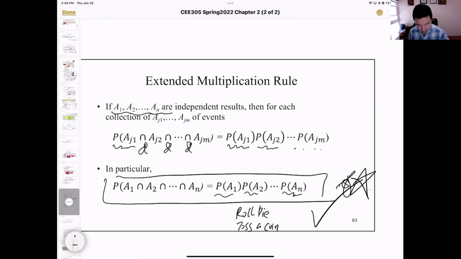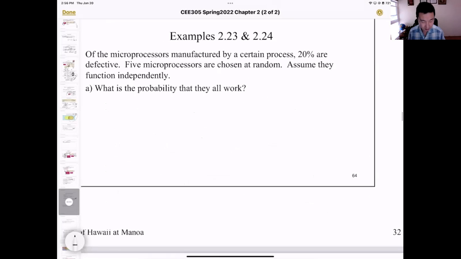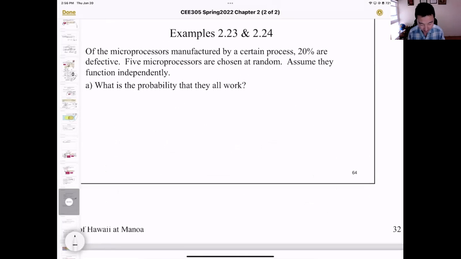All right, enough equations. Let's look at some questions. Here it shows microprocessors manufactured by a certain process. 20% are defective, then 80% are not defective. We have 5 microprocessors chosen at random, and it tells us they are independent. What is the probability that they all work?